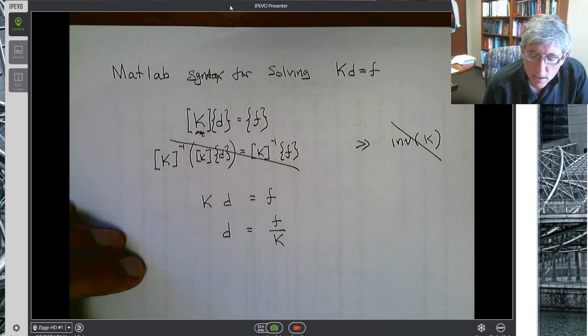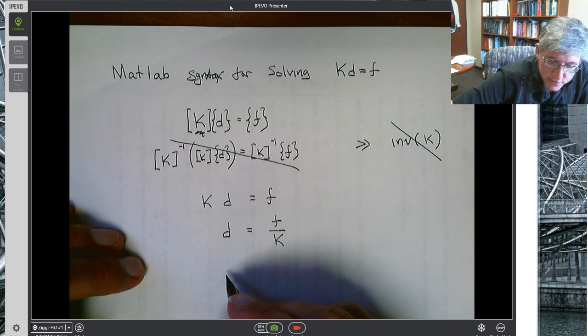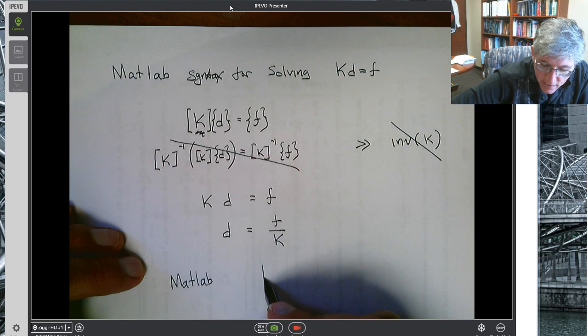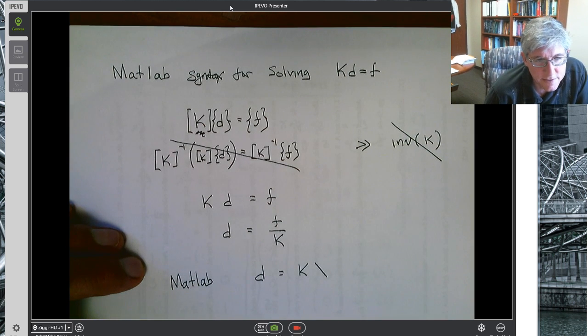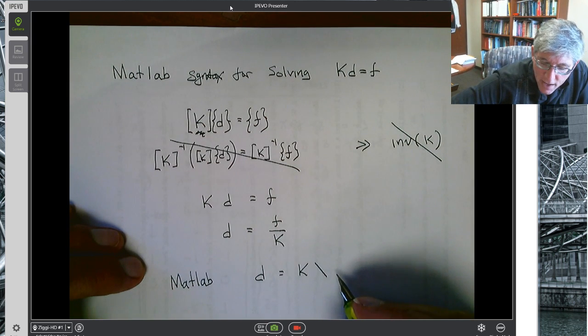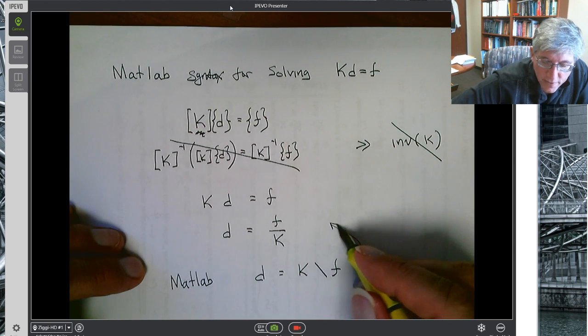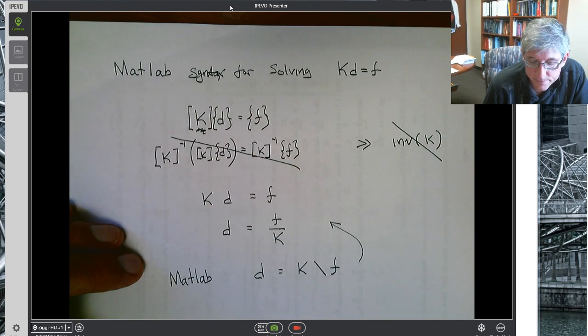All right. So in Matlab, this is what they want you to do. And so in Matlab, the notation is actually going to be as follows. D equals K, and then we use this backslash, I think that's the backslash, F. And so you can see, although that looks like a weird notation, it is trying to imply F over K, or K under F if you want, right?